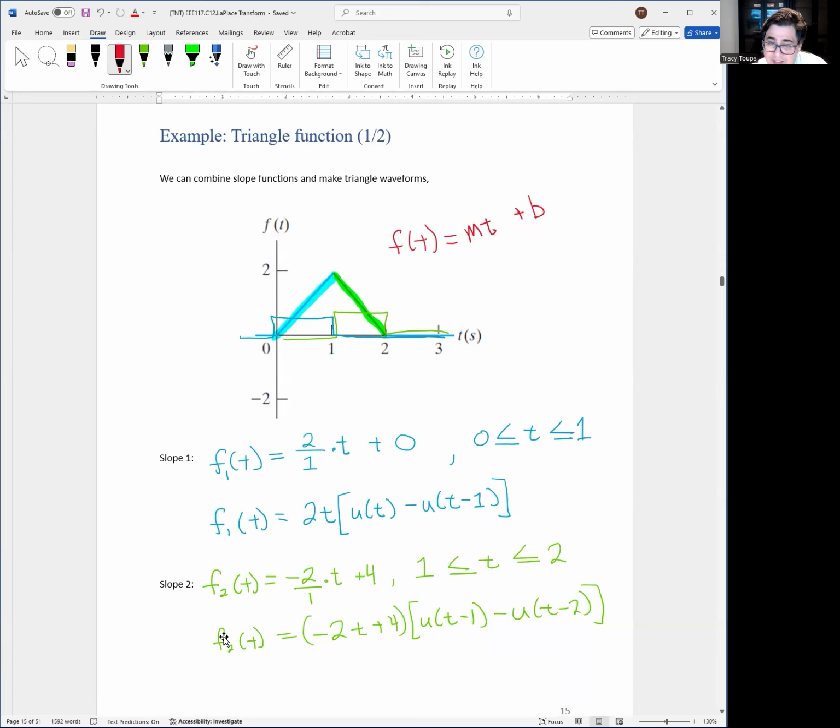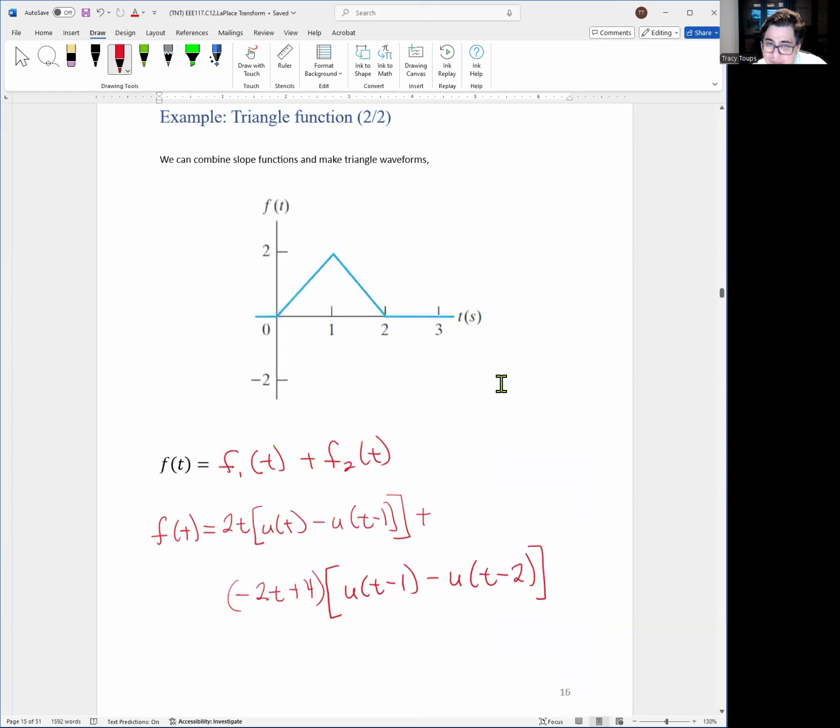So we'll say this second function is slope of -2t plus 4. So that's our big K value. And then we're going to have our window function of turning it on at t minus 1. Because look, we delayed it. We're turning on at 1, not 0. So we have to put that -1 delay. And then we're going to cancel the window function by subtracting a second step function at t minus 2 to turn it off. Okay. And so all we have to do now is just add them together.